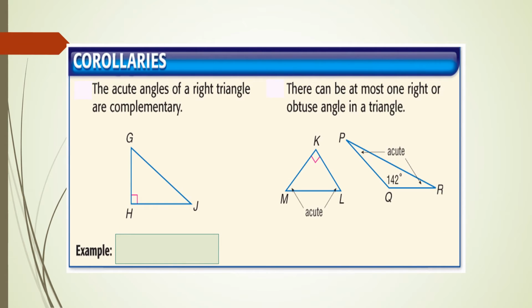Here are two corollaries. Now, a corollary is new to you. A corollary stems from a theorem. It still needs to be proven. It's not like a postulate. It has to still be proven.